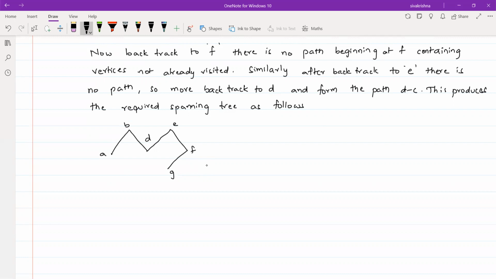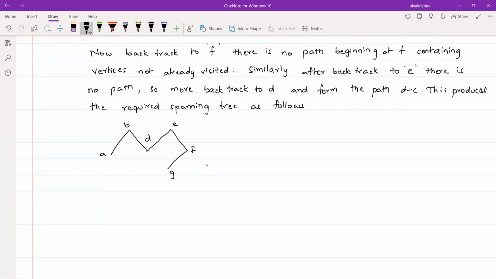So now I move back to the vertex small f. And if you want to draw any path containing a vertex other than the vertices present in the path, there is no path from F to that particular vertex C. So once again move back to E.